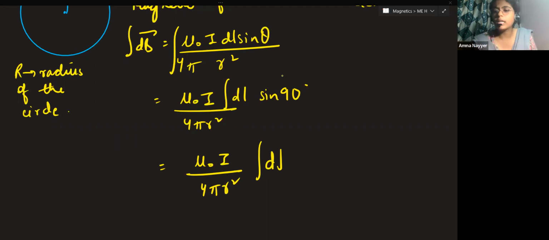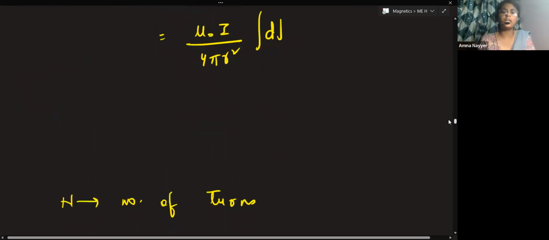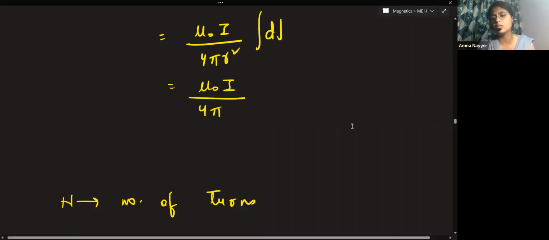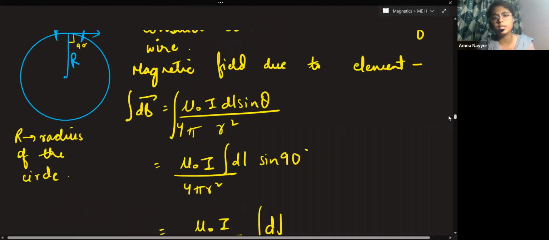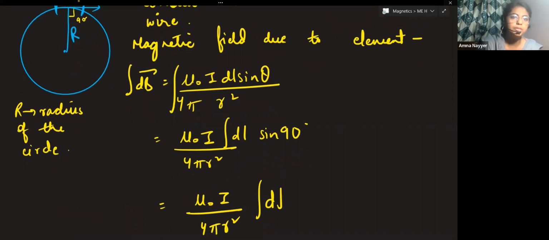Integration of dt is what? T. So similarly, here also you will get L. But what L is here? Here L is the circumference of the circle. So you have the value of dl right now. dl will become mu naught I divided by 4 pi r square. I have taken r as capital R, the radius. Let me write capital R everywhere.